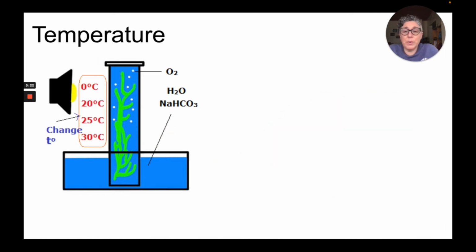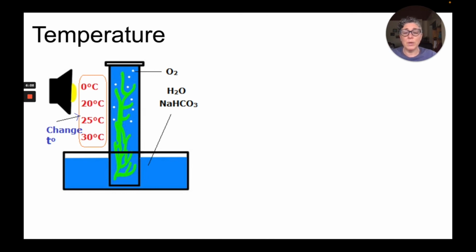The third experiment that we can do is to look at temperature. So in this case, we would vary the temperature of the water. So the lamp is going to stay at the same distance, thereby making the light intensity a control variable. We would maintain, if we needed to, the concentration of carbon dioxide in the water by the use of sodium hydrogen carbonate. And so we would then use different temperatures of water. As you can see here, we've got 0, 20, 25, and 30. But you could basically do any temperatures that you wanted to.